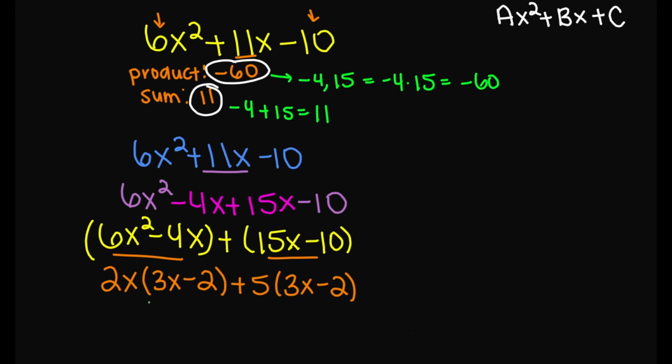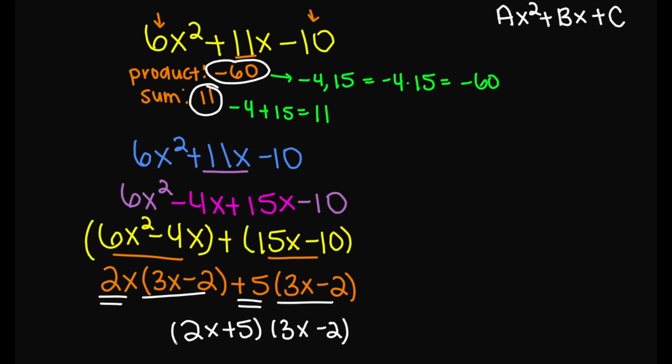Now this step here, I can factor out 3x minus 2. So I'm going to write 3x minus 2. If I factor out a 3x minus 2, you'll be left with 2x plus 5. And then here you're going to put 2x plus 5. And as you can see, this is your final answer here.